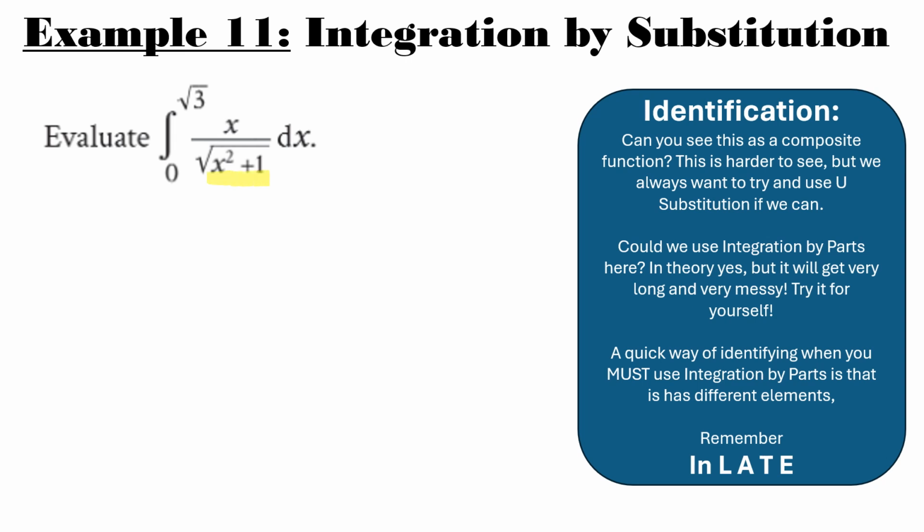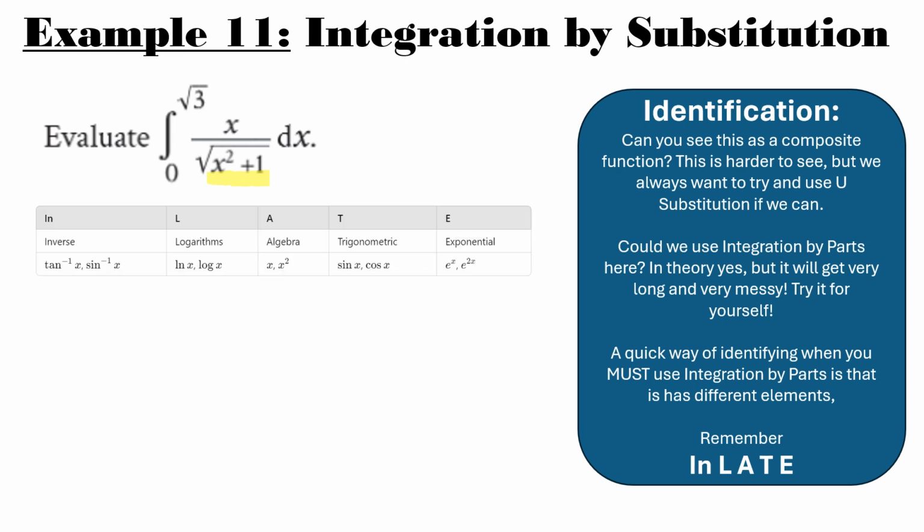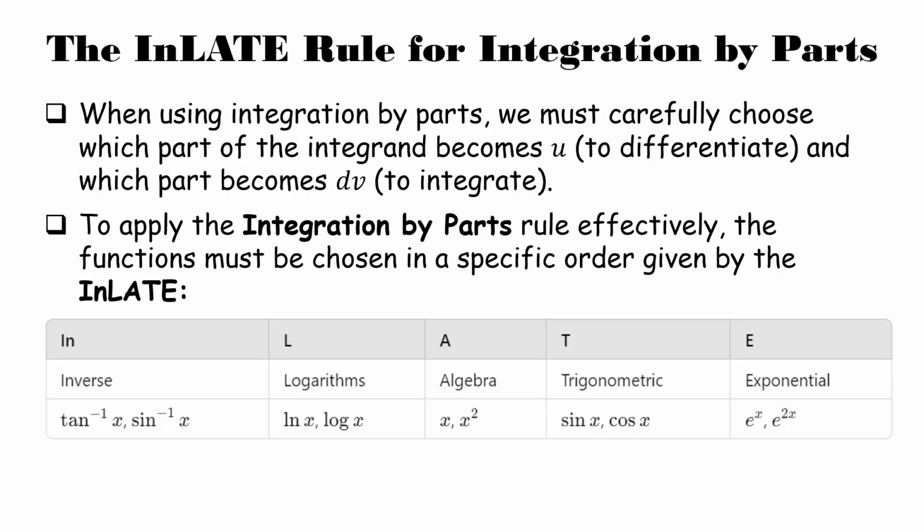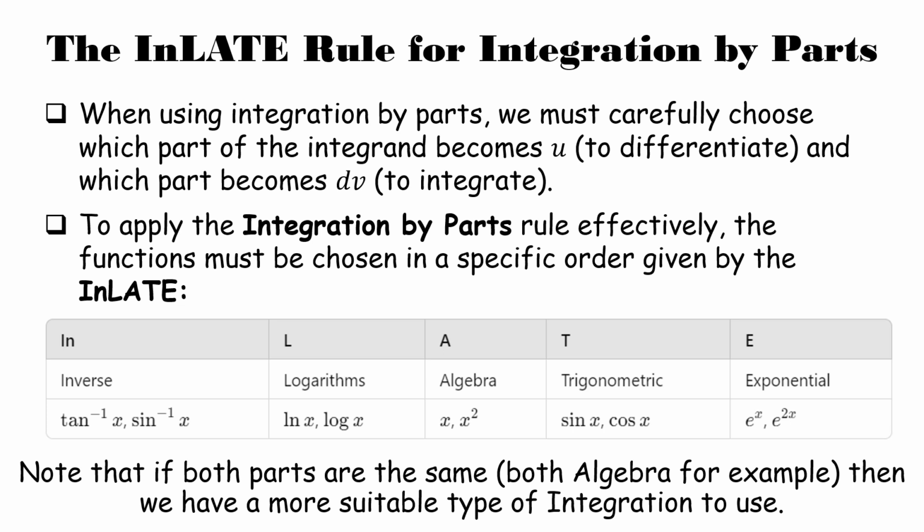A really nice way to identify the fact that this is integration by substitution and not integration by parts is something I mentioned when we did integration by parts, and that's the LATE rule. If I were to say to you, here is integration by parts, we end up with two algebraic pieces, so both the top and the bottom line are algebraic. Remember I said earlier, if both parts are the same, both algebra for example, then we have a more suitable type of integration to use, and that is integration by substitution. So bear that in mind.